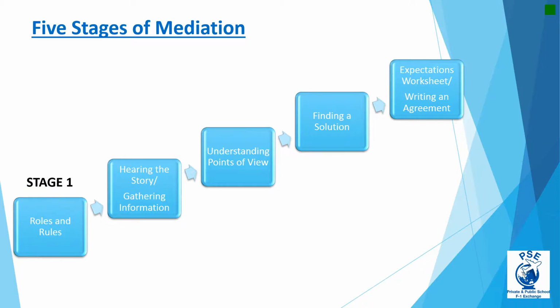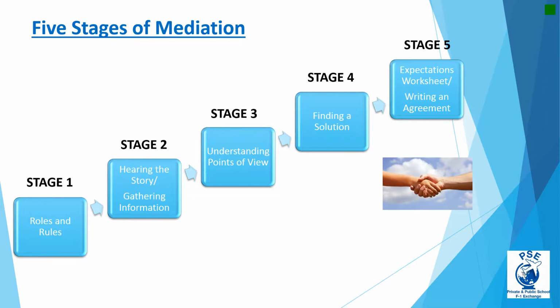The first stage is roles and rules. The second stage is hearing the story and gathering information. The third stage is understanding points of view. The fourth stage is finding a solution. And the fifth and final stage is the expectations worksheet, an option for writing an agreement. It's important to follow each stage in the process in order to ensure that the best possible resolution is found in the end.